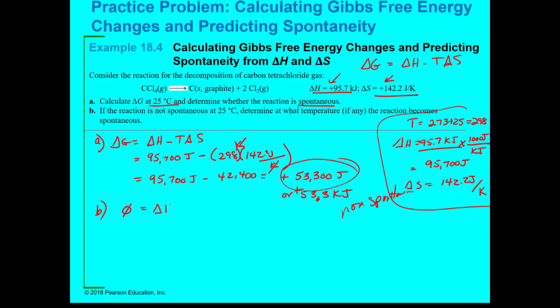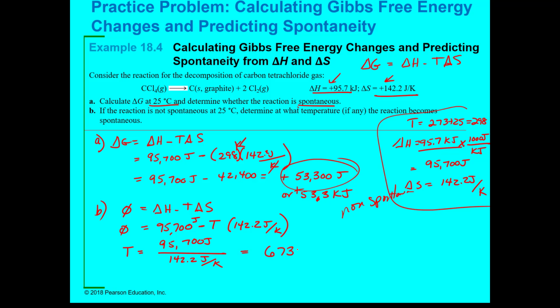So 0 equals delta H minus T delta S. I already know these numbers: 0 equals 95,700 joules minus T times 142.2 joules per K. Rearranging for T, T equals 95,700 joules divided by 142.2 joules per K, and that's going to give me 673 K. So anything above 673 K will be spontaneous. So that's how you figure that out.